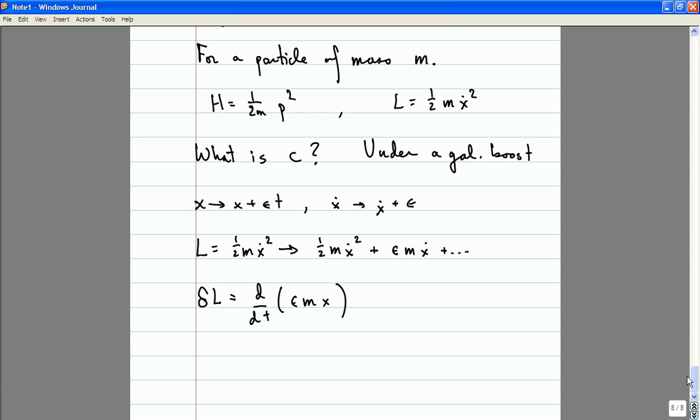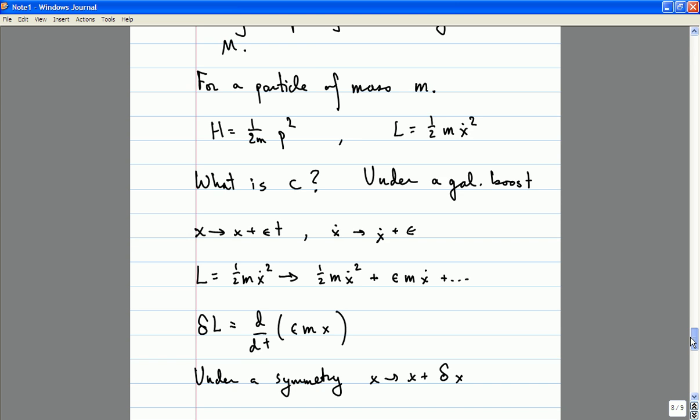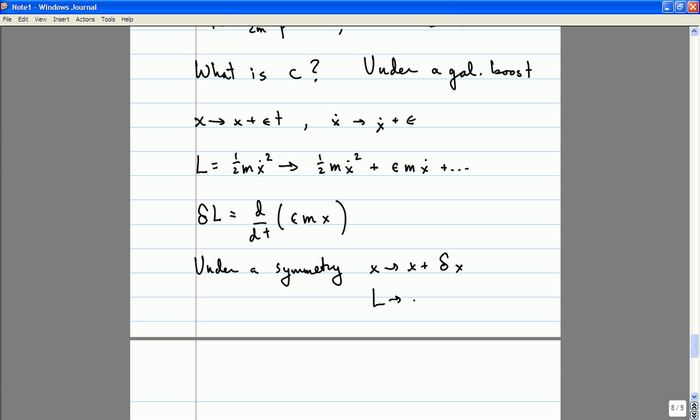Okay. So let me just remind you of how that works, although you've seen it presumably in your classical mechanics courses. Under a symmetry where x goes to x plus delta x, and the Lagrangian goes to the Lagrangian plus delta L, where delta L is some total derivative. Why don't I not use J, because I've used it earlier. Let's call it Q dot.